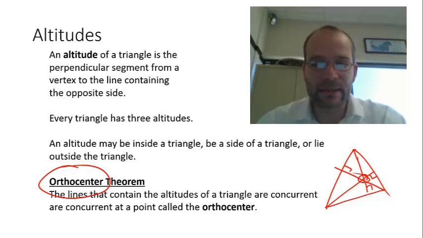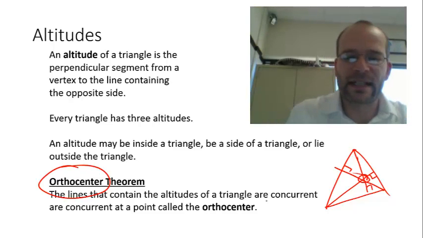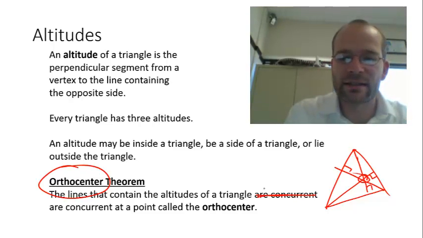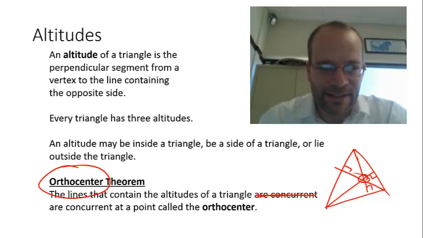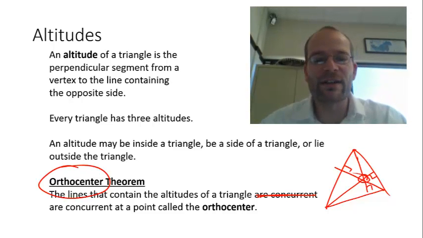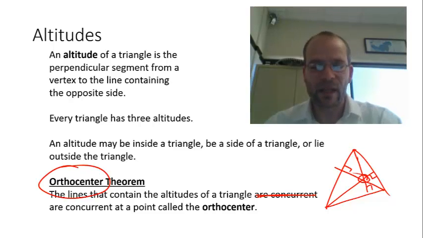The orthocenter theorem says that the lines that contain the altitudes of a triangle are concurrent at a point. Let me fix that. The lines that contain the altitudes of a triangle are concurrent at a point called the orthocenter. Let's look at the construction.